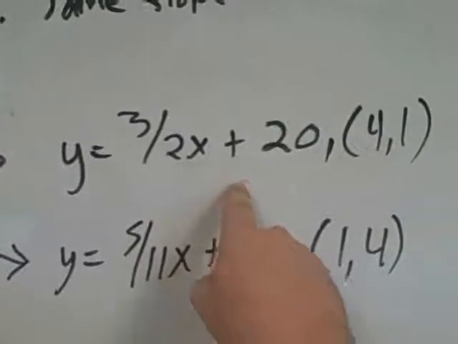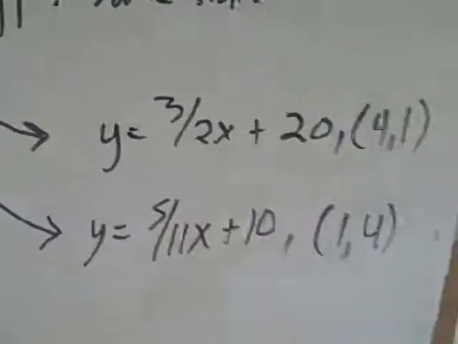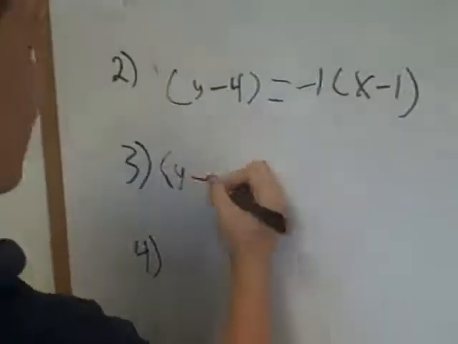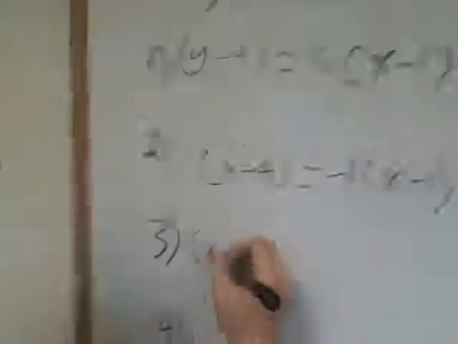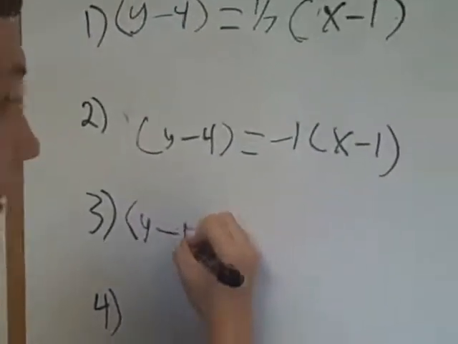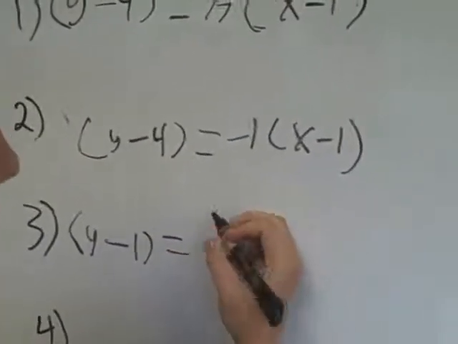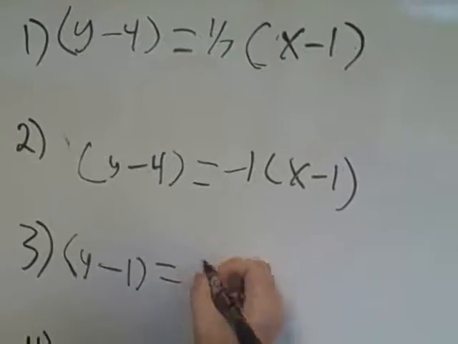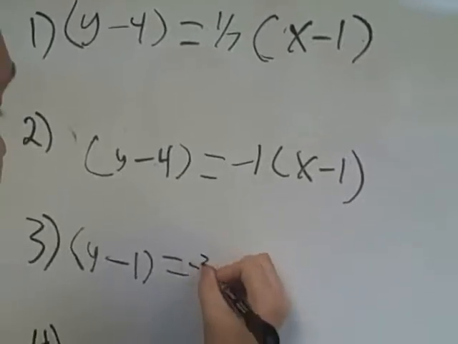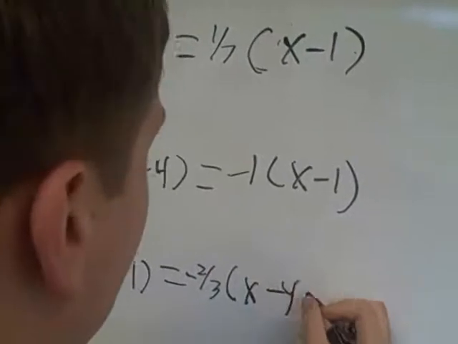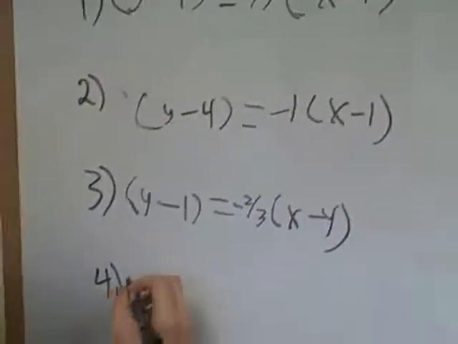Very good, Jam. Alright, now we're doing the opposite reciprocal ones, and we're using this formula we're given here. Go with it, Jam. Remember, with perpendicular slopes, you have to use opposite reciprocals. Opposite reciprocals? So it would be negative 2/3. Good job, Jam.